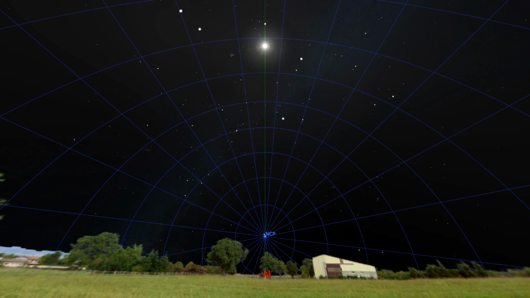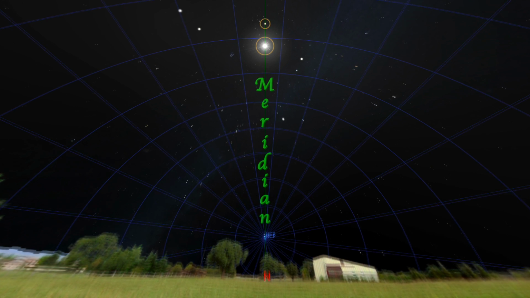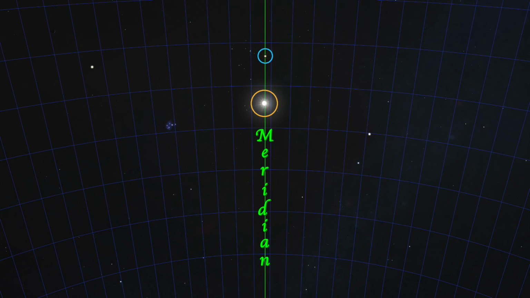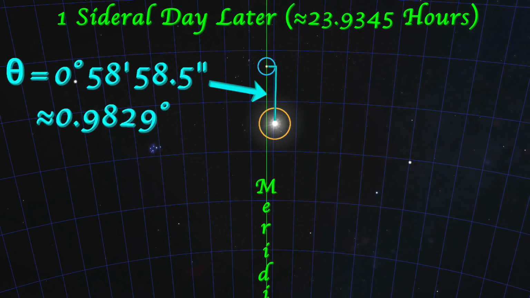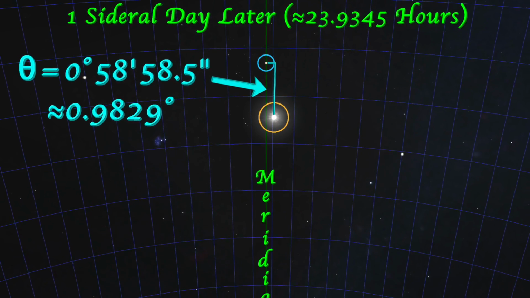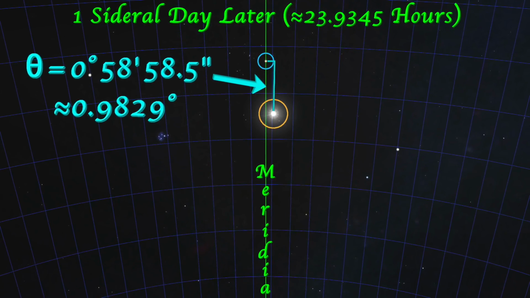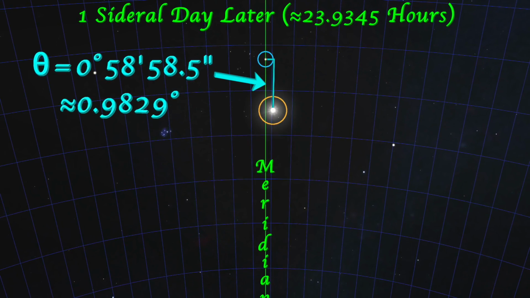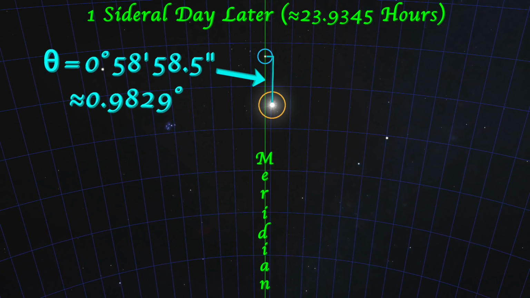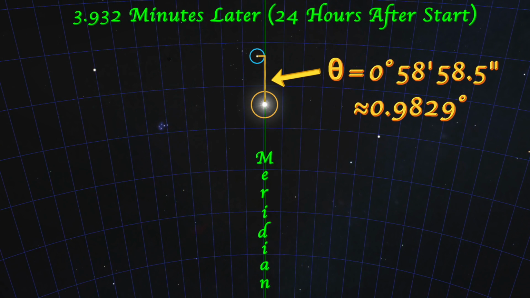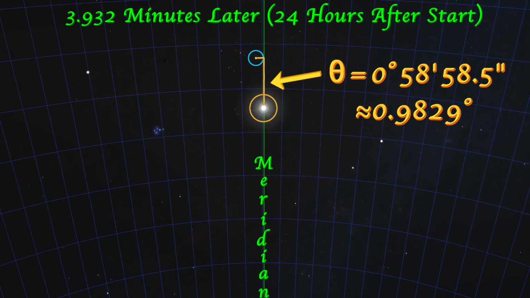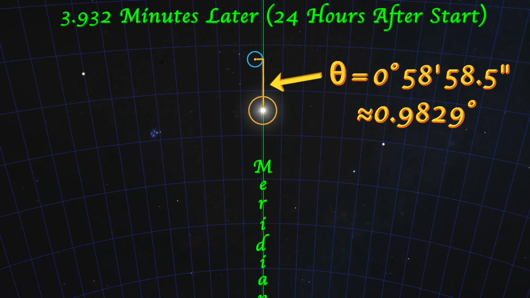To visualize the difference between the two, imagine you are facing north towards the local meridian, and that a star and the Sun are located at exactly the same apparent position in the sky on the meridian. Exactly one sidereal day later, the star will have completed its apparent rotation and be located back on the meridian, while the Sun will appear to be slightly to the east behind the star, with an apparent angular separation of 58 arc minutes and 58.5 arc seconds, or approximately 0.9829 degrees. 3 minutes and 55.9 seconds later, or one standard day from their starting point, the Sun would be on the meridian and the star would be slightly ahead of it at the same apparent angular separation.